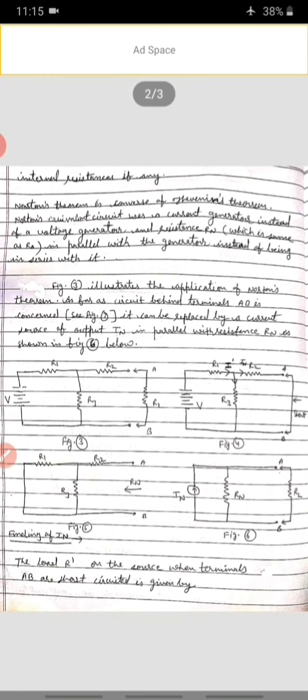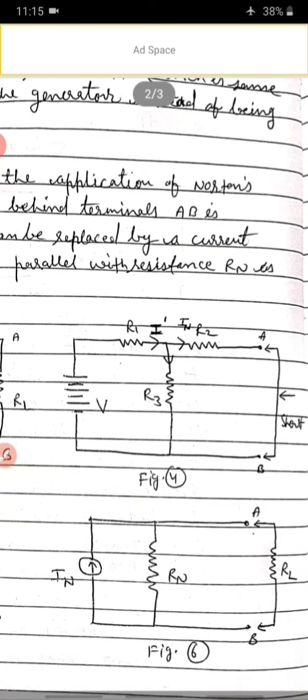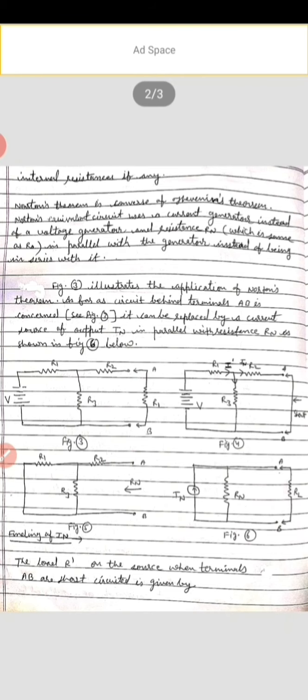First, finding IN. The load R dash on the source when terminals AB are short circuited is given by R dash equals R1 plus R2 R3 divided by R2 plus R3, and the source current I dash equals V divided by R dash, which equals V into R2 plus R3 divided by R1 R2 plus R1 R3 plus R2 R3.